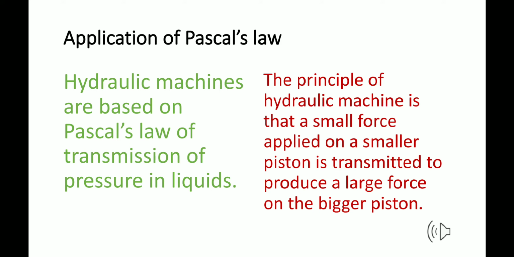Now, the principle of hydraulic machine. The principle of hydraulic machine is that a small force applied on a smaller piston is transmitted to produce a large force on a bigger piston. You won't understand it over here, but when you see the diagram, you will understand it better. The principle is that a small force on a small area will transmit a large force on a big area. So we move further to study how.